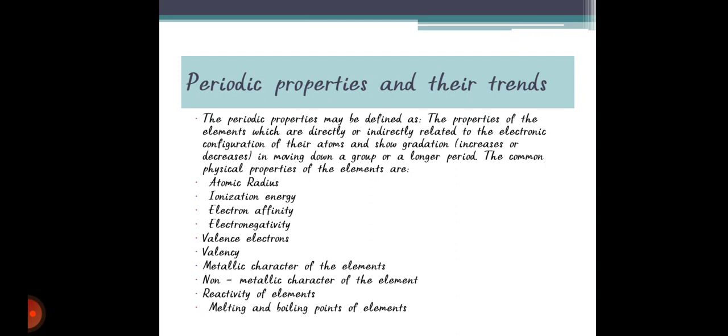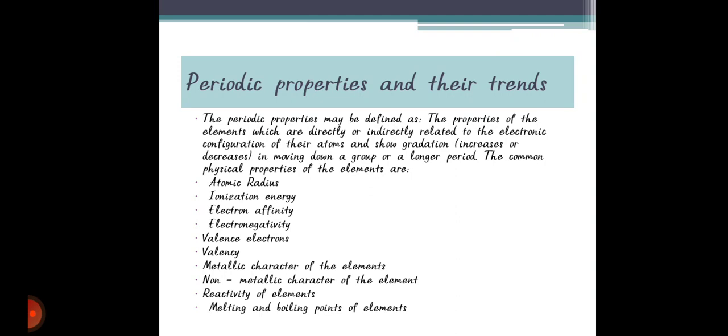The common physical properties of the elements are atomic radius, ionization energy, electron affinity, electronegativity, valence electrons, valency, metallic character of the elements, non-metallic character of the elements, reactivity of elements, melting and boiling points of the elements. Let us start to study in detail about these properties. Let us start with the atomic radius.